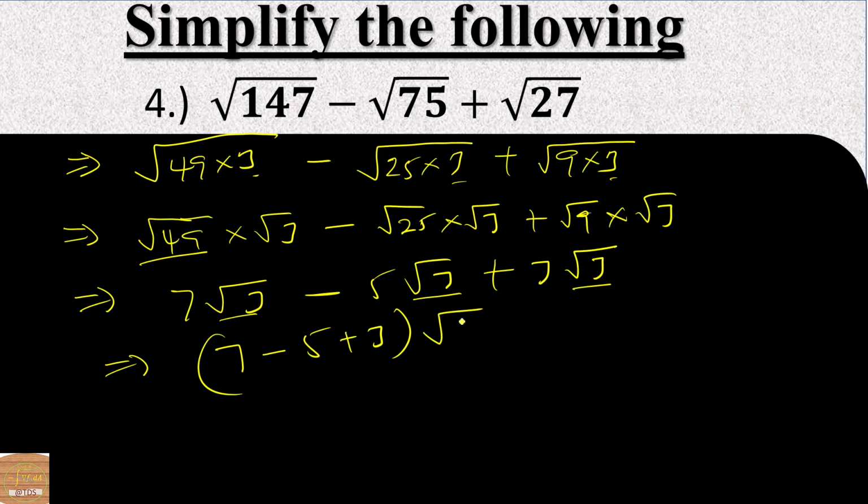All right. So 7 minus 5 is 2. 2 plus 3 is 5. So we have 5 root 3. So this is the answer.